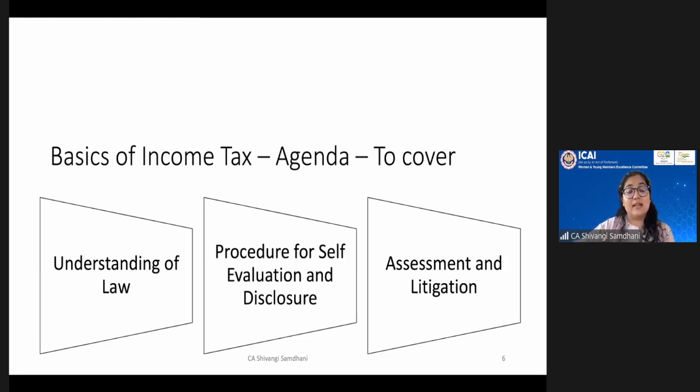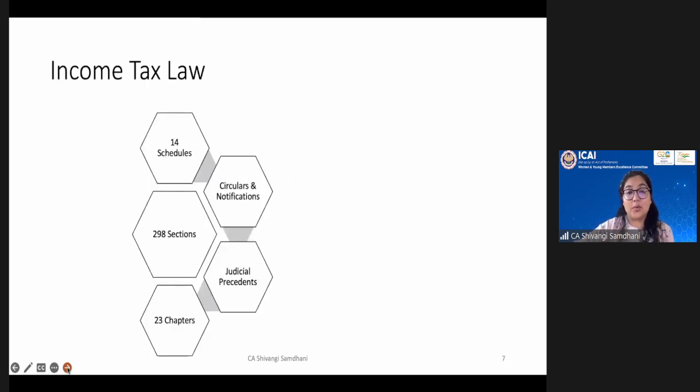We will understand that income tax is a self-evaluation and self-disclosure concept, and what is the procedure to go about it. And we'll discuss a little about assessments and litigations also. So starting with the law, which is the income tax law. Income tax law is a huge, vast subject.